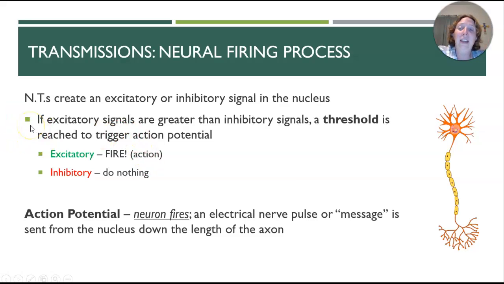So, in other words, if excitatory signals are greater than inhibitory signals, a threshold is reached. You get enough excitement in that neuron, so to speak, that action potential will happen. And action potential means a neuron is firing. An electrical nerve pulse, which is really that message that I'm talking about, is sent from the nucleus down the length of the axon. So, chemicals in the form of neurotransmitters sending a message. If it's excitatory enough, an electric pulse goes down that axon all the way to the end. Boop, like my fancy arrow.